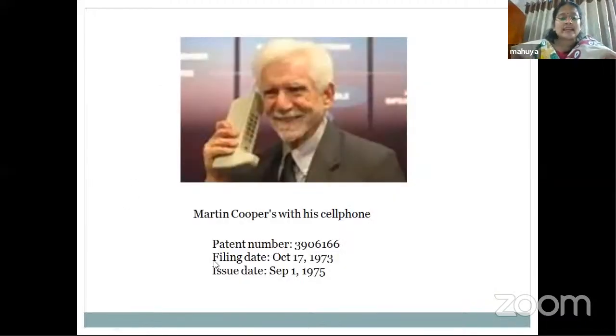Now this is the first model, patented in the US in 1975, Martin Cooper's cell phone. But India got its first cell phone in 1990, so we are 15 years late. We need to work hard to catch the bus, not to miss the bus.